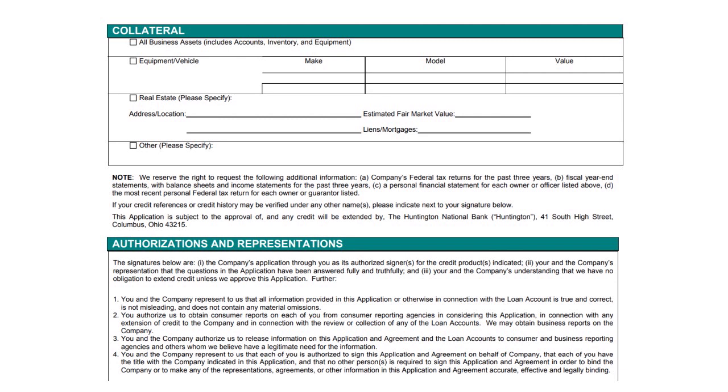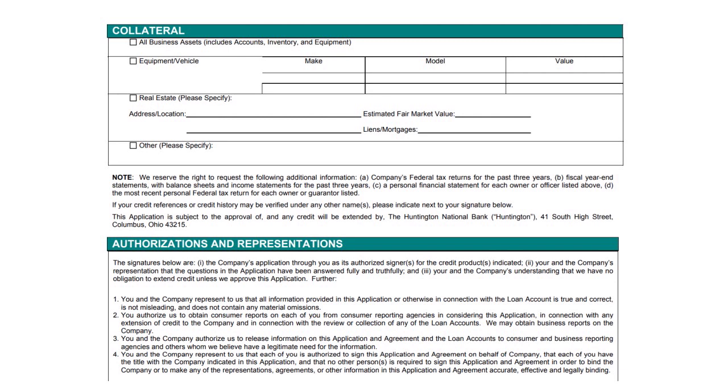And if you are required to post collateral, the bank wants you to indicate that collateral. So here you can see they're asking you for what the collateral is. Also, all business assets. You want to include accounts, inventory, and equipment. Accounts here means accounts receivable, the amounts that you are expecting from your customers.